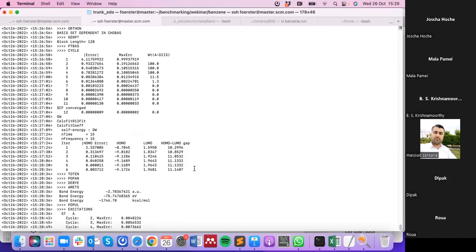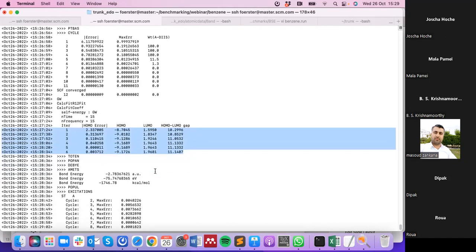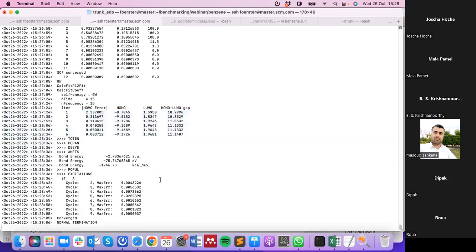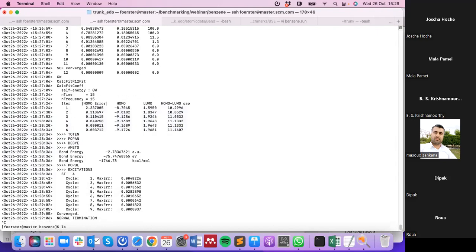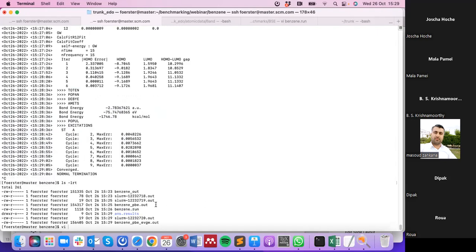And the price which has to be paid is, of course, the self-consistency cycle you see here. An iteration takes around 15 seconds. So now we have 6 of those. So that's 90 seconds instead of 15. All right, we are done again. Let's look at the output.